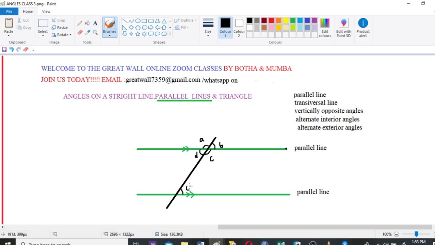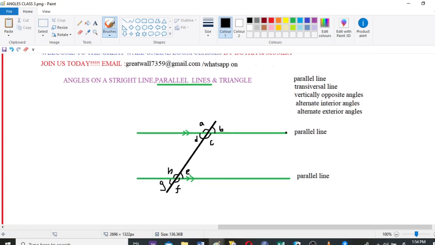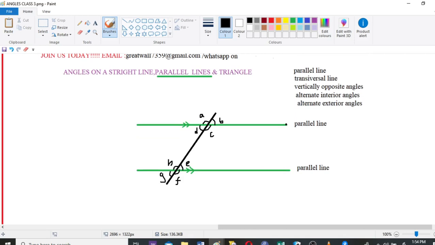This one to be angle F. This one can be angle G. And this one to be angle H. So what are the properties of these angles which are formed when two parallel lines are cut by a transversal line?